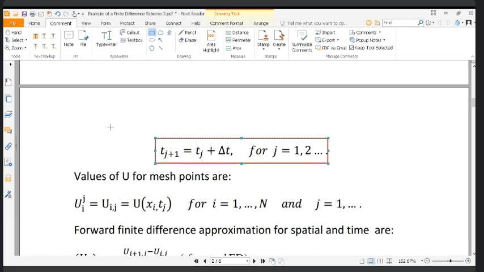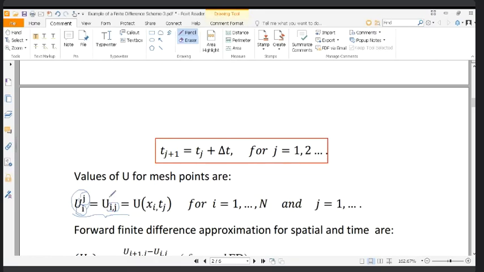I can be subscript and j can be superscript. Or you can write u with I and j both as subscripts. For both of them, it is equal to u of xi and tj.